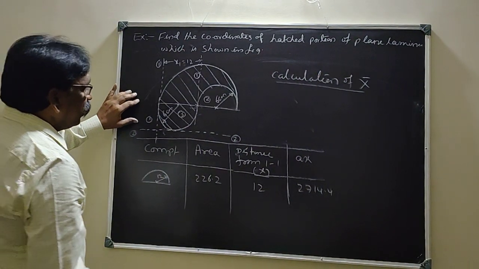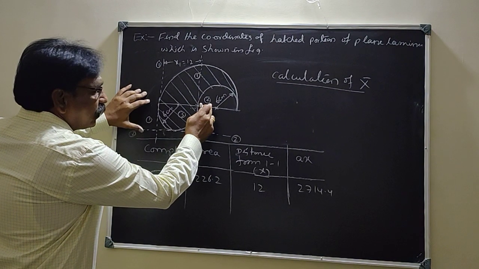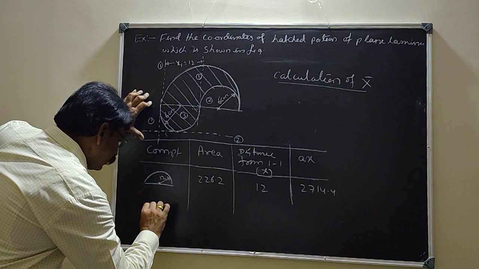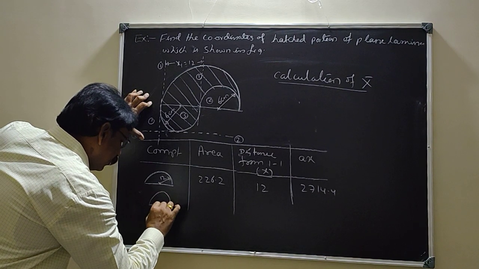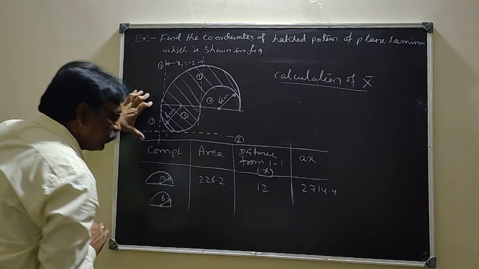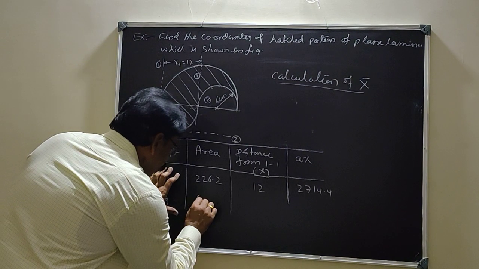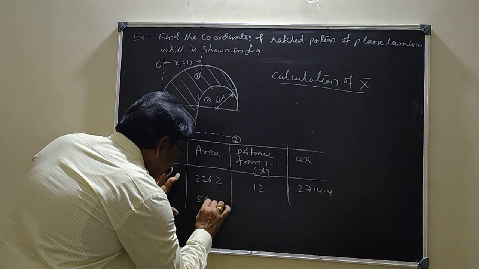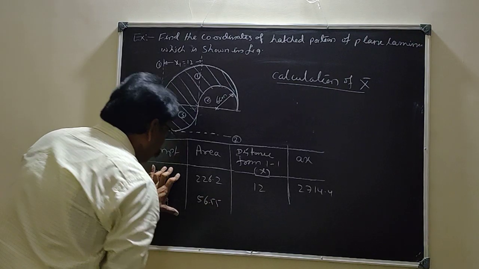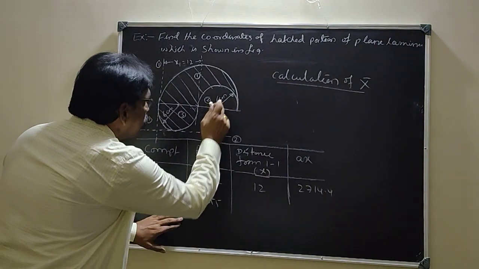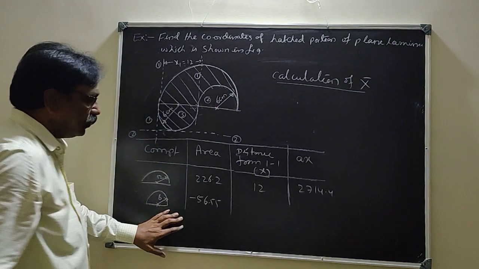And next we'll take this semicircle, so the radius of this one will be 6 centimeter. Therefore the area of that will be 56.55, that means pi r square by 2. That will be the answer. This is the removed portion, so therefore it should be minus.